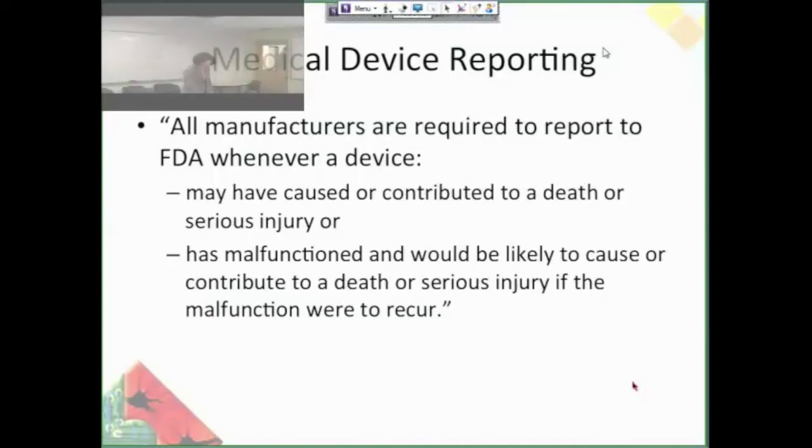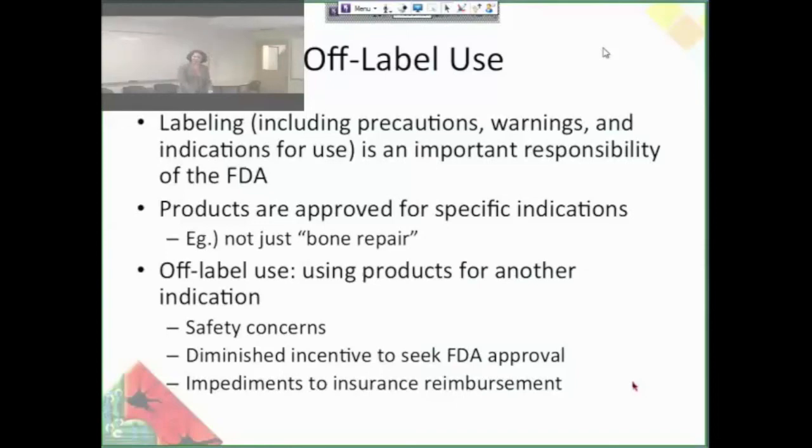Okay. So speaking of labels, labels are a really important part of what the FDA regulates, and that is to make sure that patients and consumers are properly warned of risks that are associated with drugs and devices. Of course, there's risks associated with the devices, and it's the patient's right to know what they are. So labeling includes precautions, warnings, and indications for use. So that's really important that you know what it was approved for, and if you're going to use it for something it's not approved for, then you must know about it. Products are approved for specific indications, so it won't just be bone repair. It'll be, long bone void filler in the tibia or something.